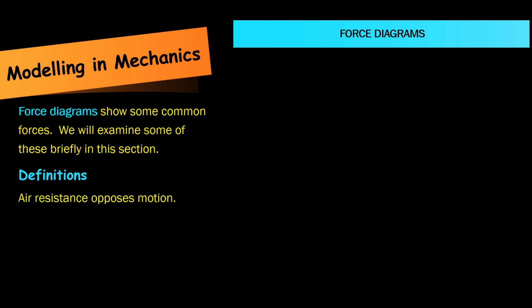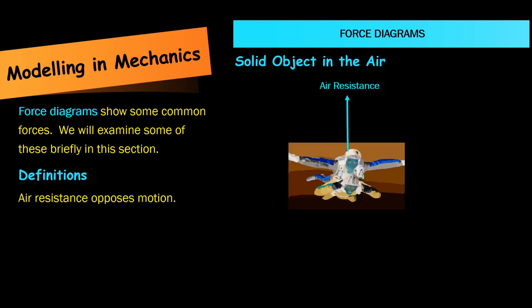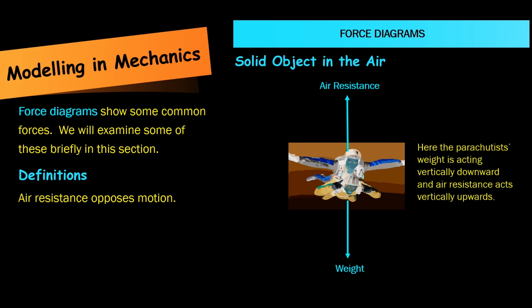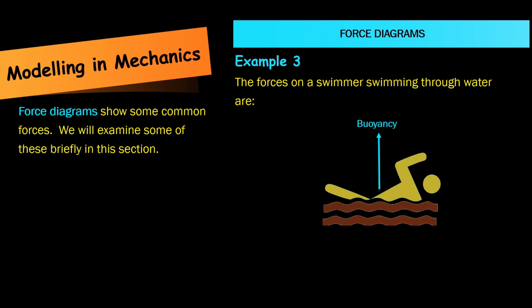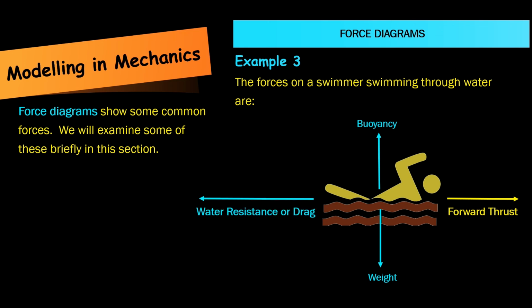Air resistance opposes motion, as shown here. Here the parachutist's weight is acting vertically downwards and air resistance acts vertically upwards. Let's now take a look at another example. The forces on a swimmer swimming through water are buoyancy acting upwards, weight acting downwards, forward thrust occurring to the right in this diagram, and water resistance or drag acting towards the left.